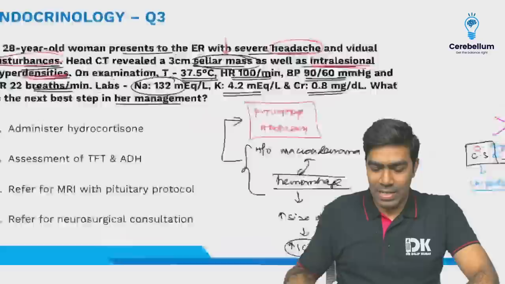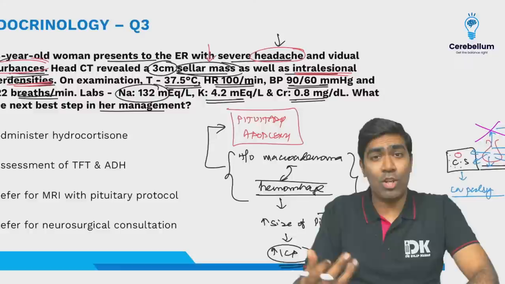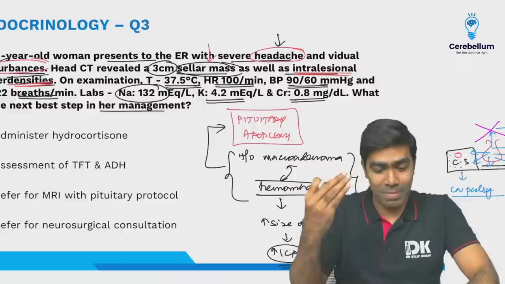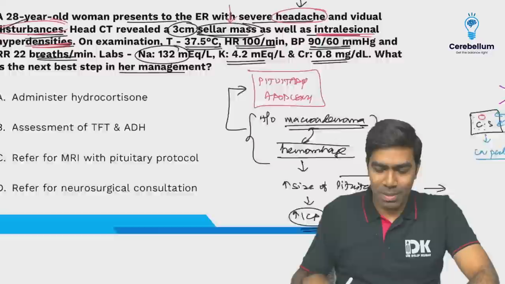So here the patient is presenting with headache and visual disturbances. And clearly in the CT, you are seeing a 3 cm cellular mass. Is it a macro or microadenoma? 3 cm. Macro or micro? It's a macroadenoma. I told you most of the time apoplexy occurs in the background of a macroadenoma. So it's a macroadenoma with intralesional hyperdensities, which indicates hemorrhage.